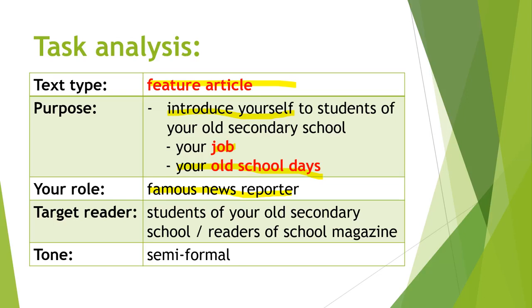The target reader of your article should be, of course, the students of your old secondary school. And because your article is supposed to be published in a school magazine, the readers of your school magazine are also your target readers. Because most likely students are going to read your article, your tone should be semi-formal. Semi, this word means half. So it's in between formal and informal. You don't have to be too formal, but you're not supposed to be too informal. You're supposed to stay in the middle.